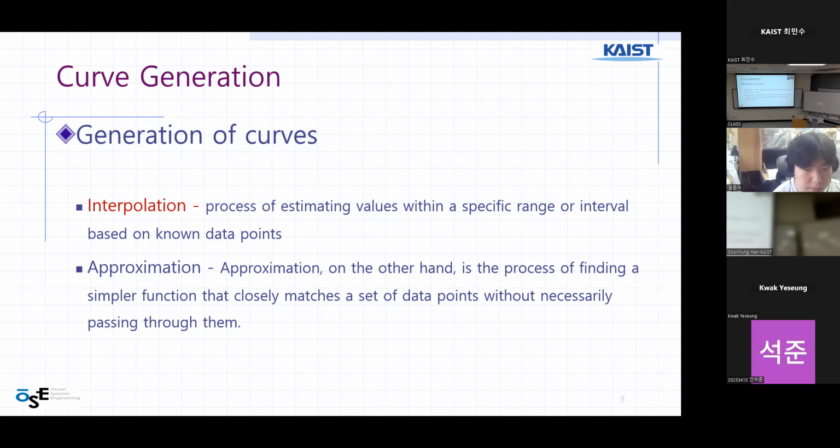Second is approximation. Approximation is the process of finding a simple function that closely matches a set of data points without necessarily passing through them. It provides an estimate of the data, but may not be exact at all points.